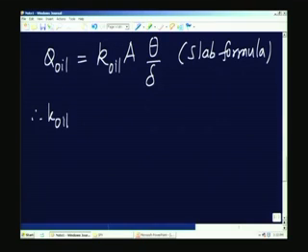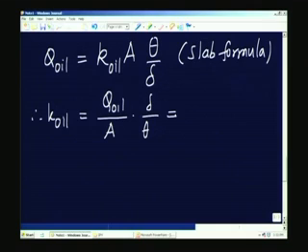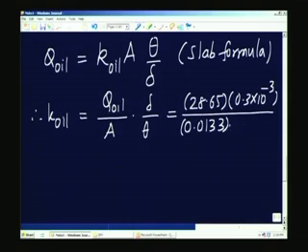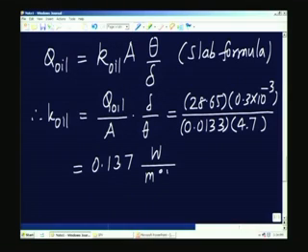Therefore, I can say K of oil is equal to Q divided by A multiplied by delta by theta, and all I have to do is to substitute all the values. This will be 28.65 multiplied by delta, which is 0.3 into 10 to the power of minus 3. It is given in millimeters, so I have to convert it to meters. So it will be 10 to the power of minus 3 divided by 0.0133 square meters, which is the area available for the heat flow, multiplied by 4.7 degrees Celsius. So this will work out to 0.137 watts per meter degree Celsius. This is the first answer we require. The thermal conductivity of engine oil is 0.137 watts per meter degrees Celsius.